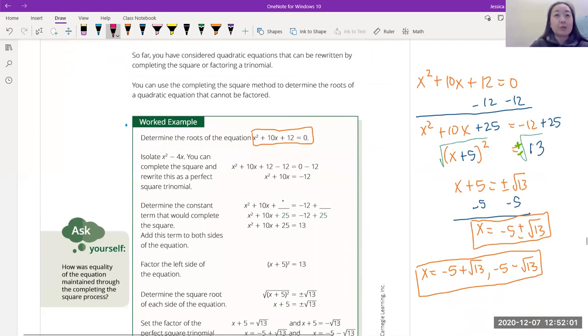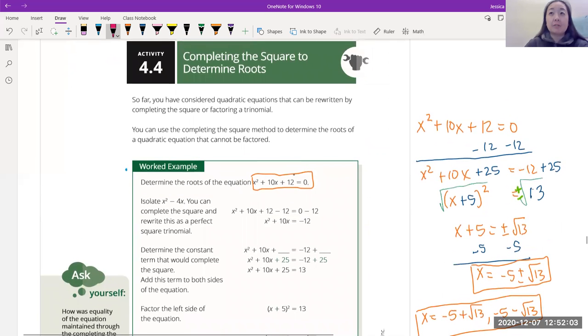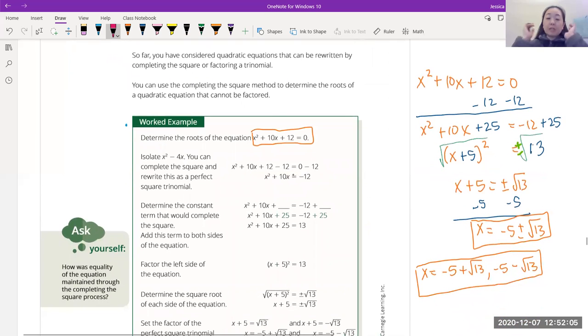So, completing the square to determine roots. Okay, so we're going to use the same concept, but it's going to look slightly different. It's the exact same concept. And I like to do it this way as opposed to over here because it looks a little bit strange to me. I feel like they take way too many steps.